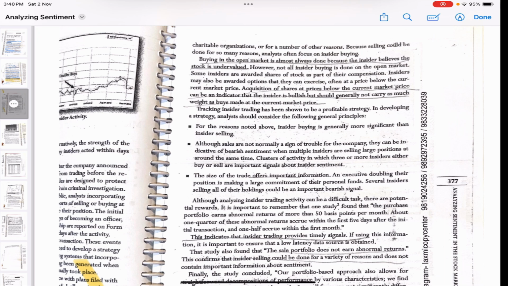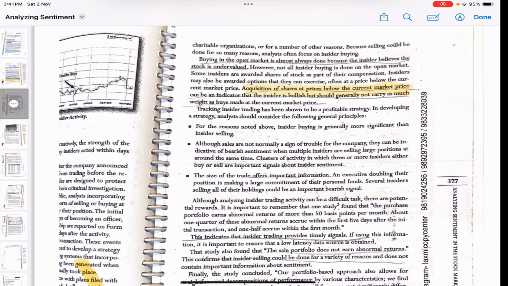Buying in the open market is almost always done because the insiders believe that the stock is undervalued. However, not all insider buying is done on the open market. Some insiders are awarded shares of stock as part of their compensation. And so, if you're working at a company, sometimes you have a bonus, or a gift, or a salary bonus, they award you stocks, or securities, or some sort of futures and options instead of giving you the money itself. Okay, so these are the methods by which you can also get shares. It's not just through the open market.